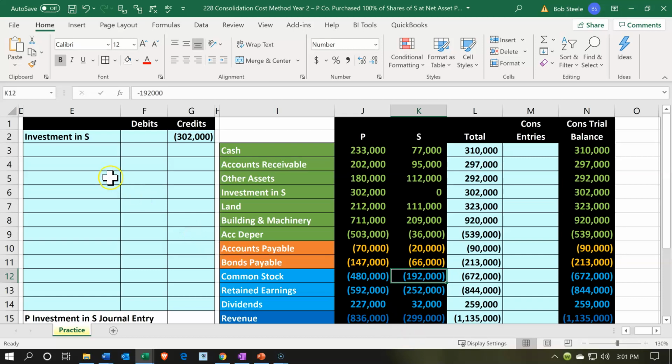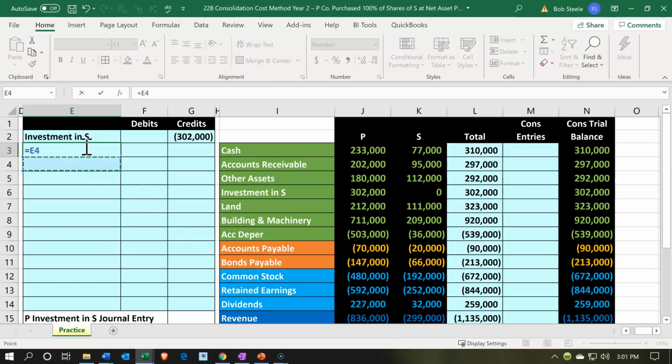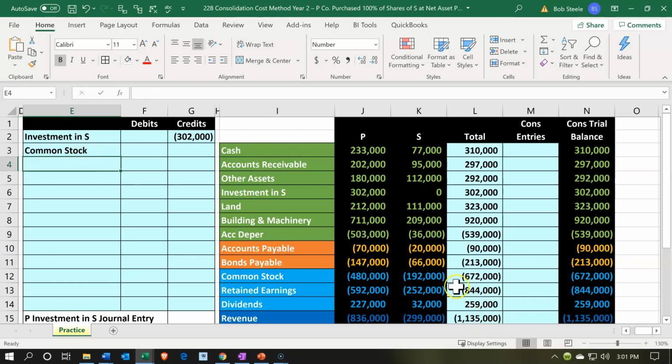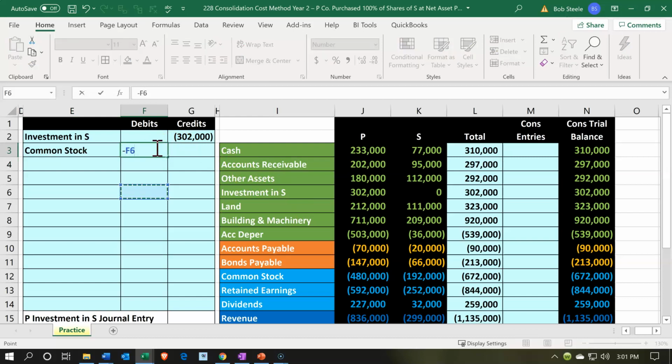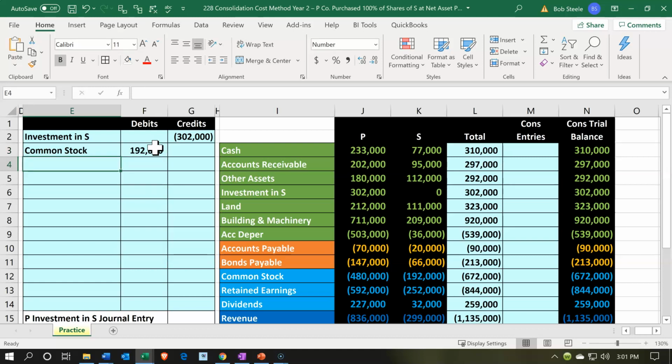So I could then say, all right, well, I know the common stock has to go off the books. So we could say common stock is going to go off the books. It's a credit here of the 192. It's 100% owned by P. So I can say that's got to go off the books. The 192 is going to go off the books. And then you could say, all right, well, then the other side must have been retained earnings at that point in time.